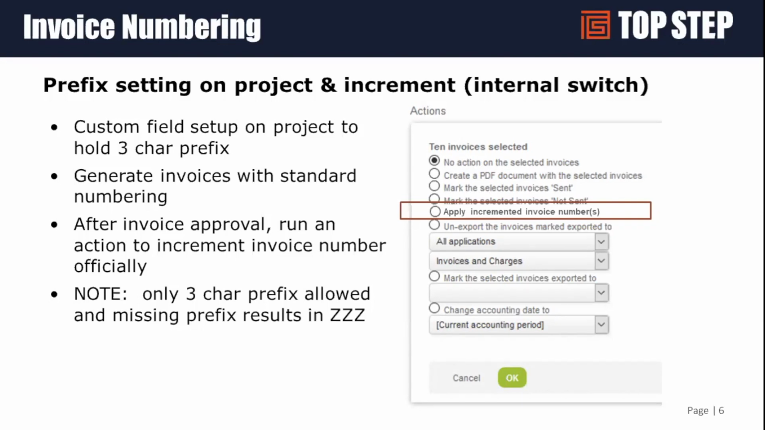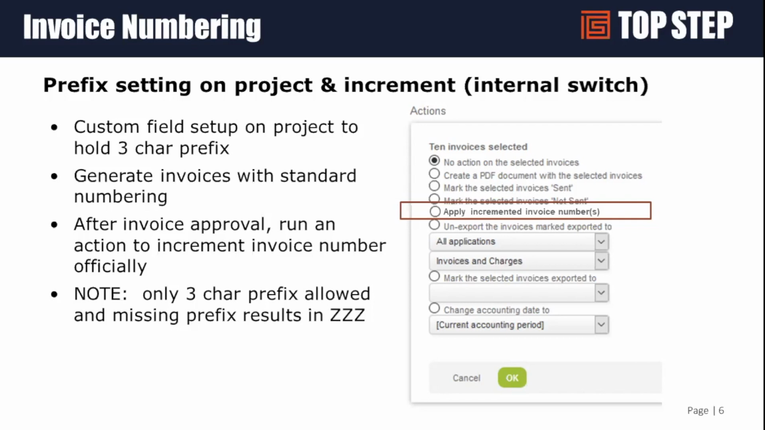And what happens is you generate your invoices like normal, and it gets a regular OpenAir invoice number, 1, 2, 3, 4, sequential, whatever. But then when you have them all approved, then you use this run action feature in the invoices module. So you select all the invoices that you want to flip to reflect the prefix that is reflected on the projects for those invoices.